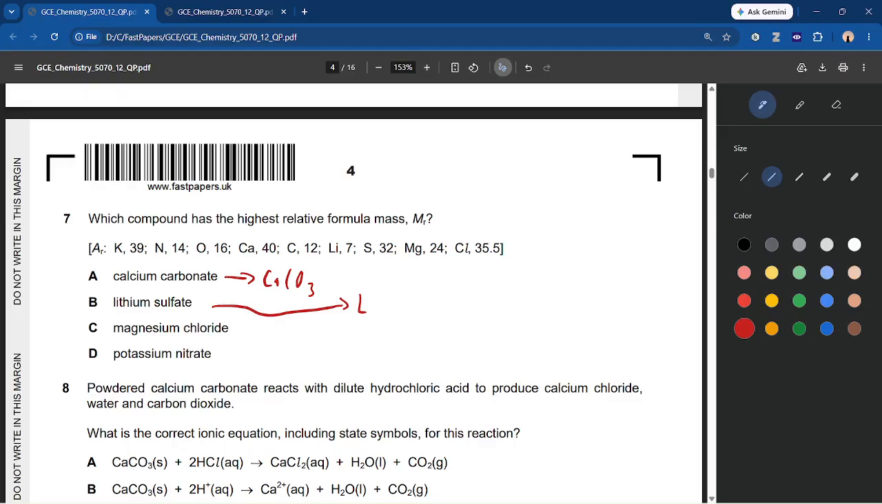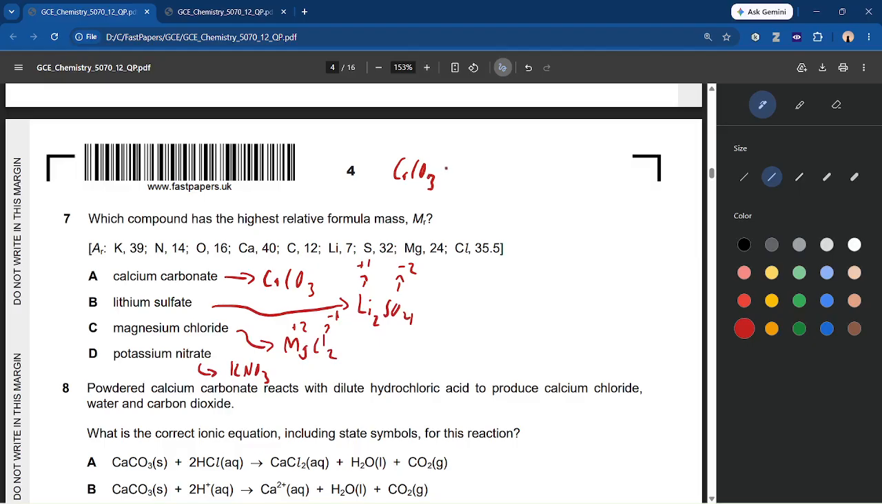This is Li2SO4, because remember, a sulfate ion is -2, a lithium is +1, so you need 2 lithiums to counteract it. Then you have magnesium chloride, MgCl2. Same deal, magnesium is +2, and chloride is only -1. And potassium nitrate is very simple, KNO3.